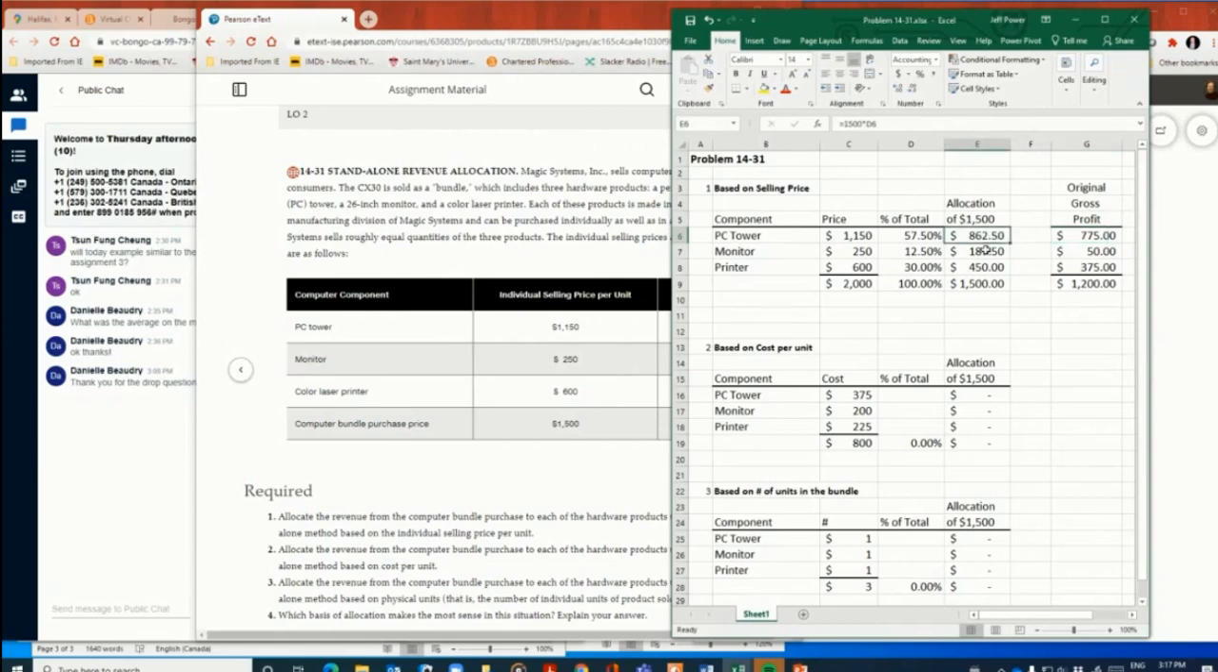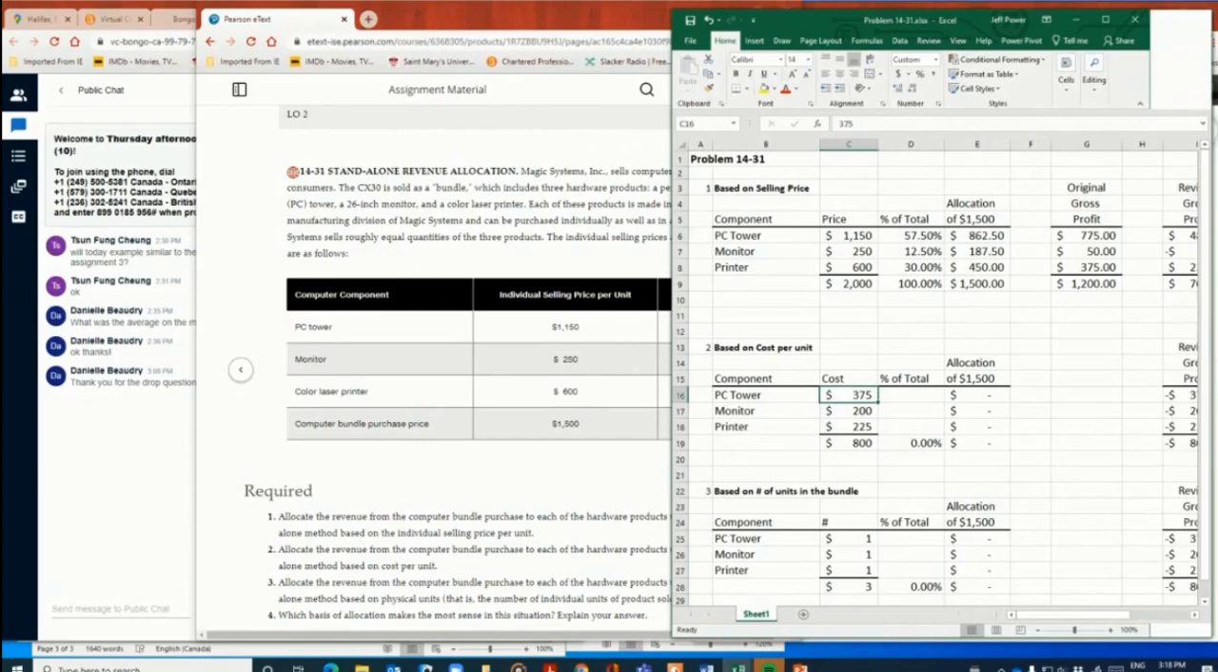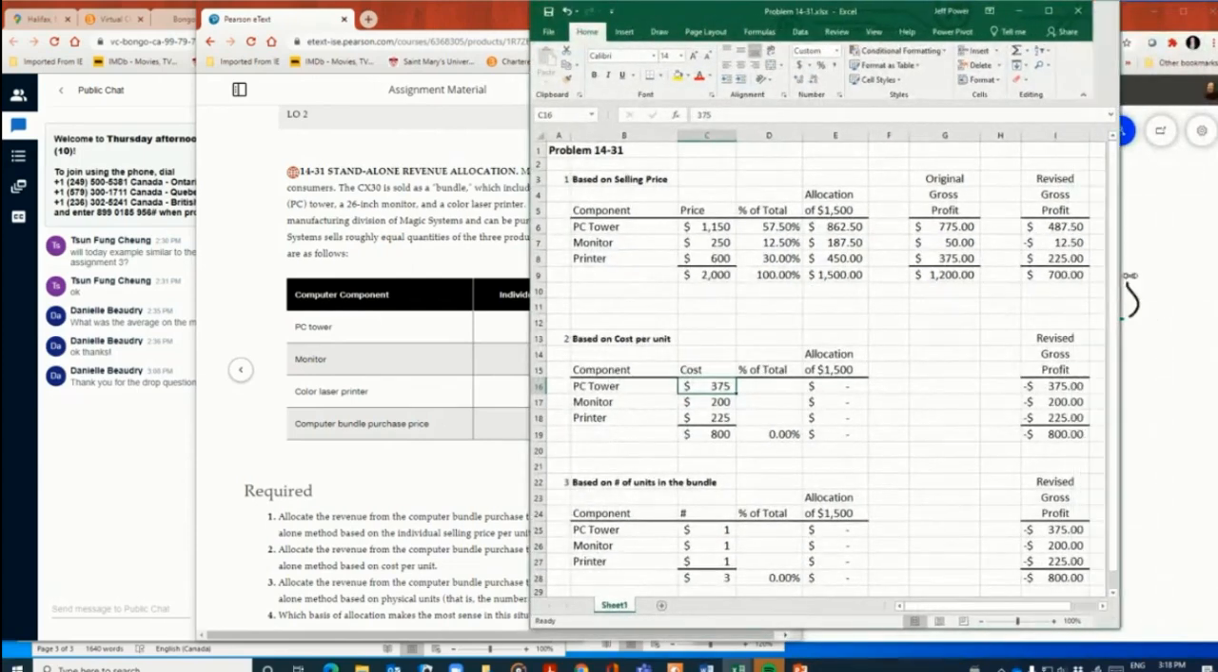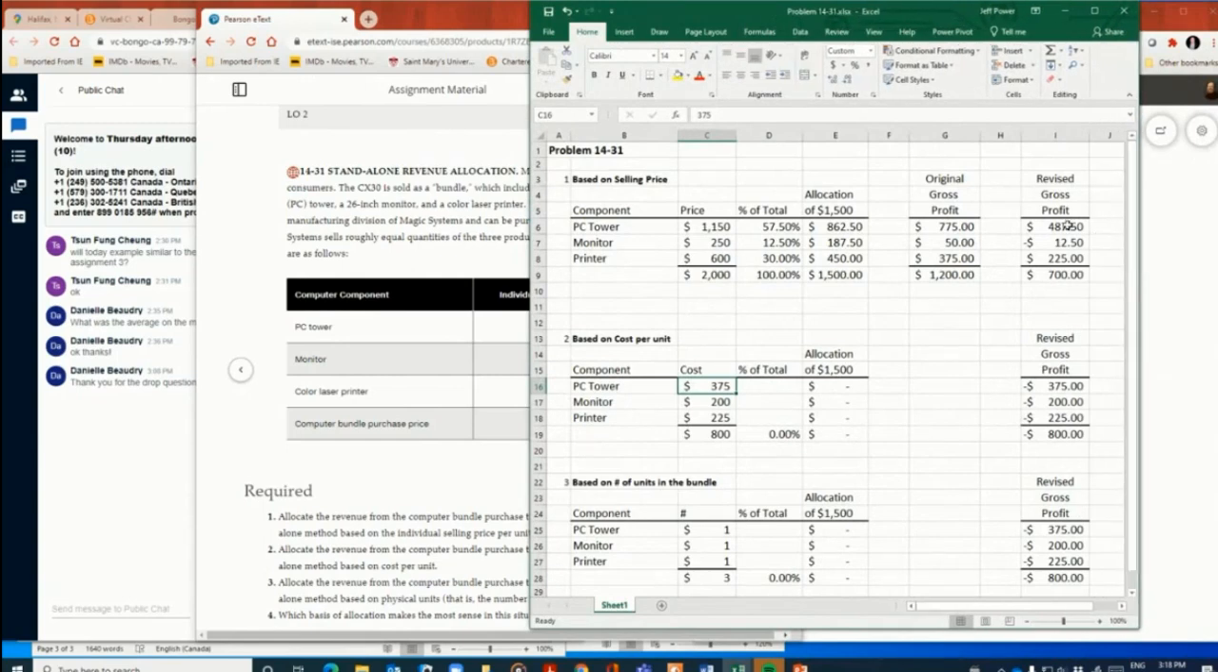Now they're only going to get 862.50. Their costs are still 375, right? So instead of making 775, they're now making 487.50. What about the monitor division? Instead of making $50 on each one, because they were selling them for $250, making them for $200, now they're losing $12.50 on each one. And the printer, they were making $375, now they're making $225.